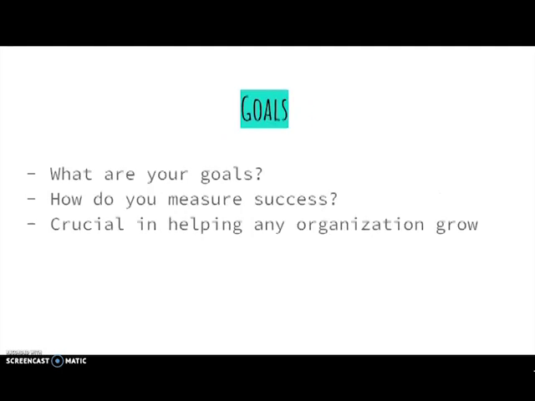Finally, the fifth aspect to consider is goals. What are your goals and how do you measure success? What do you want to achieve? Creating goals early on can provide alignment within your organization and can help your company hit the numbers it wants and needs in order to grow.